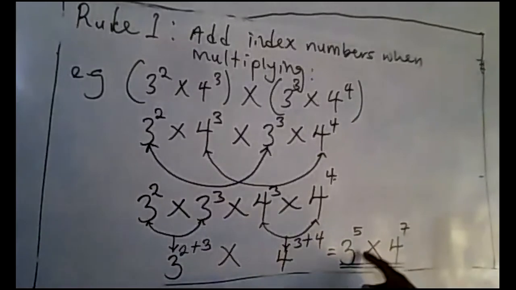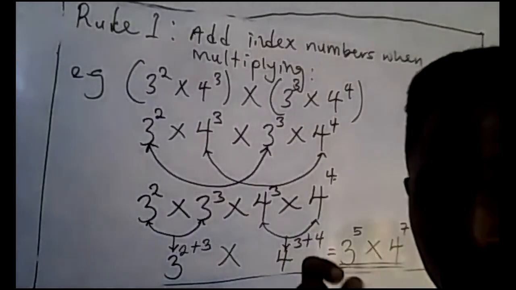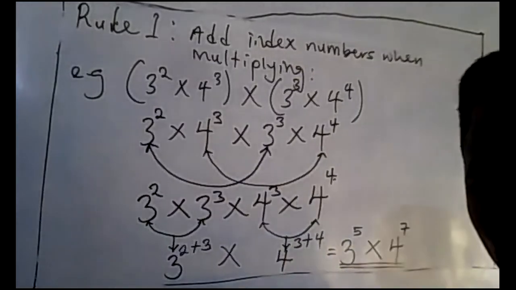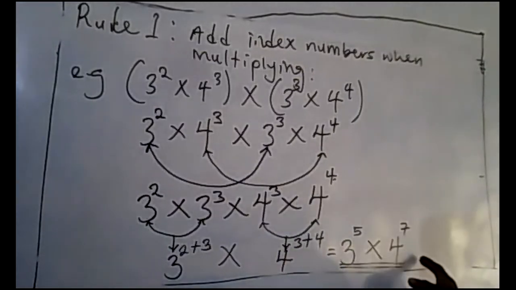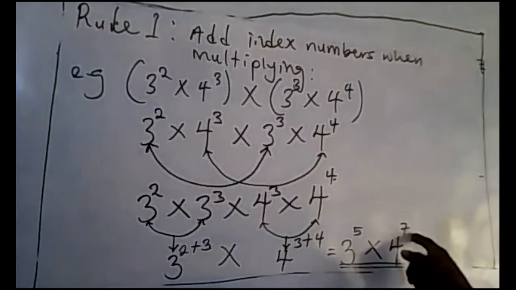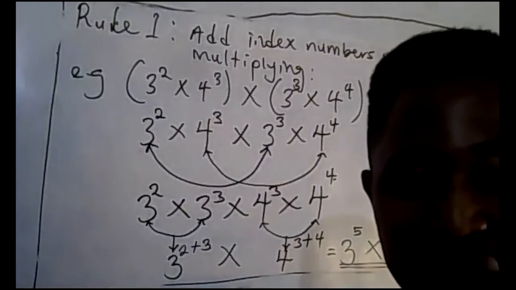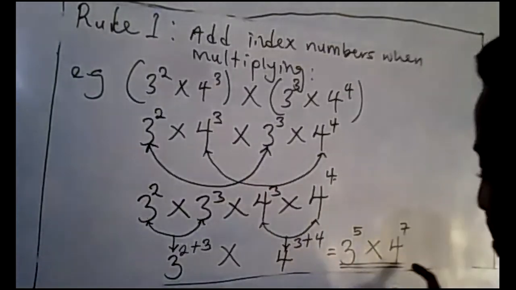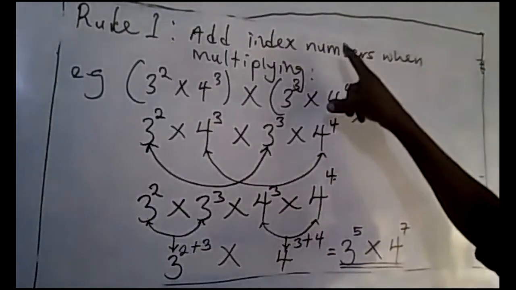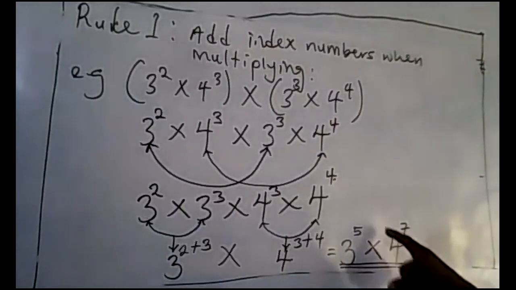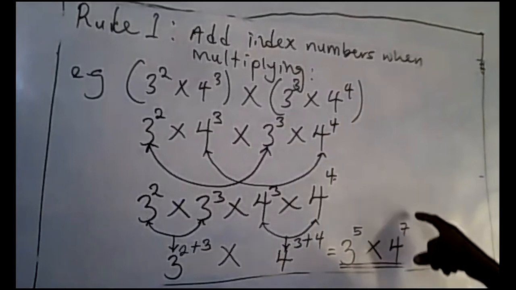But this is 3 and 4. They don't belong together. This belongs to 3 family. This belongs to 4 family. So you cannot multiply them. Neither can you say you would add this up. So you stop here. This is how far you can go. So this is the simplest form of this question. So our answer is 3 raised to power 5 times 4 raised to power 7.